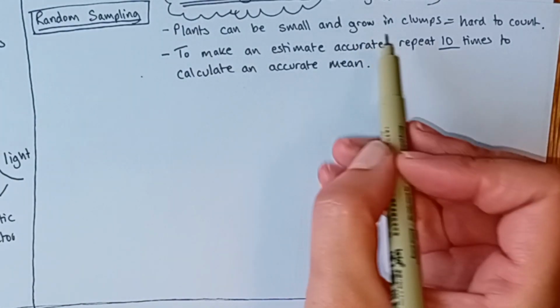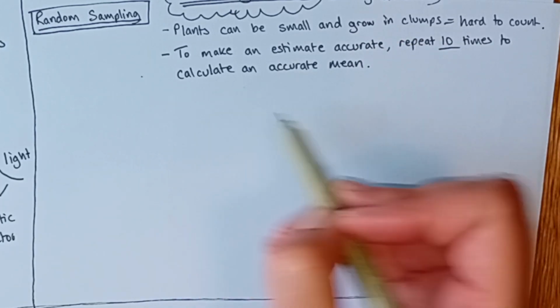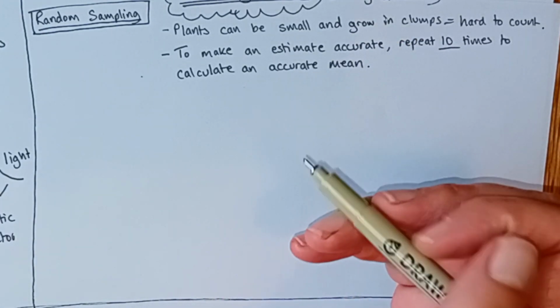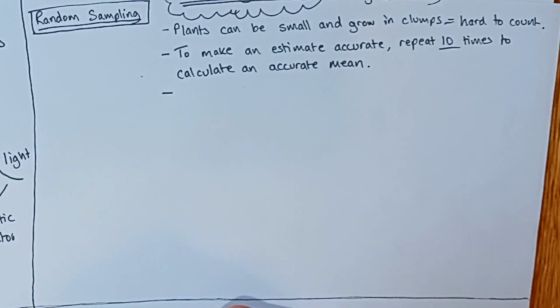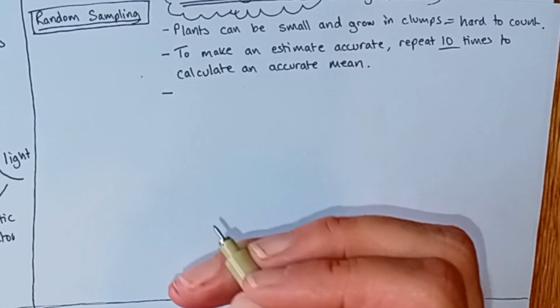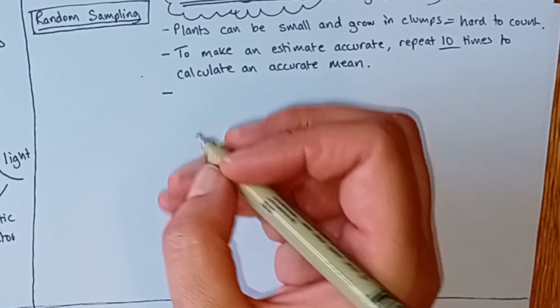Another thing, because they grow in clumps, which means you might have loads in one area and none at all in another area, you need to make sure that your estimate is representative. So you need to make sure that you're doing a bit of the whole area. So to do that and to remove bias, we need to do random sampling. We don't choose where we're going to do the sampling, we do it randomly.